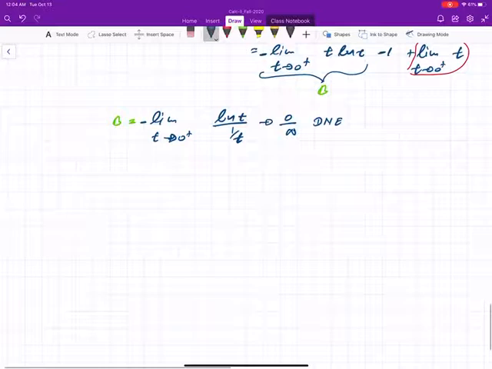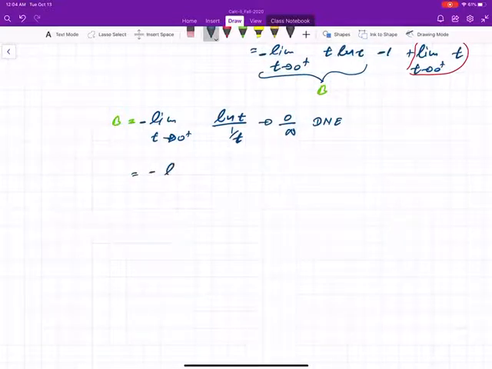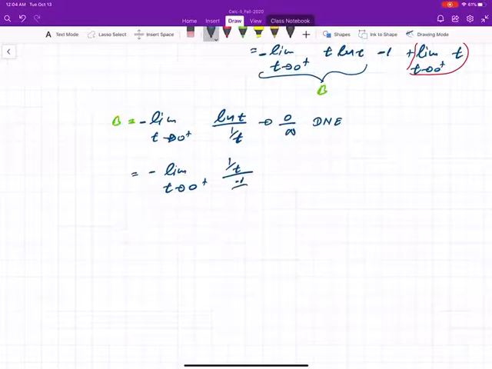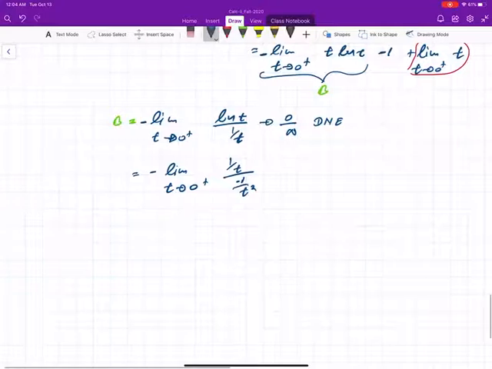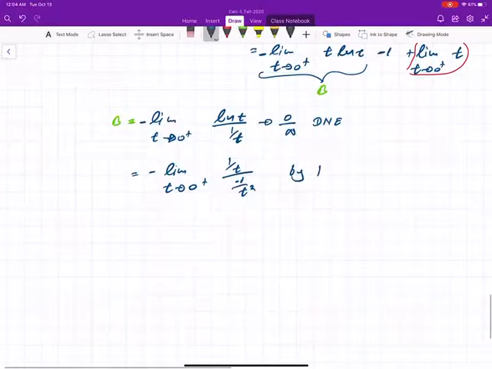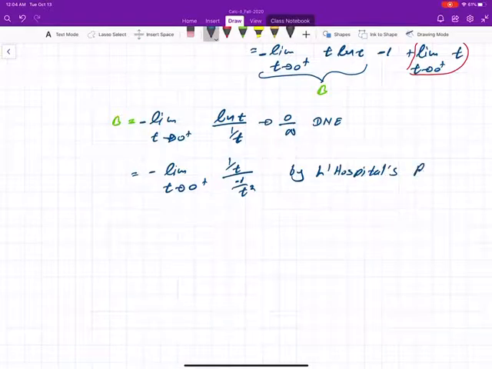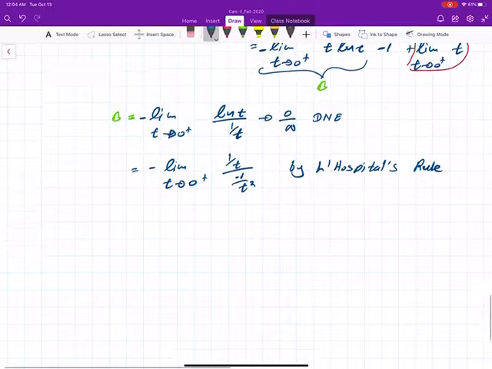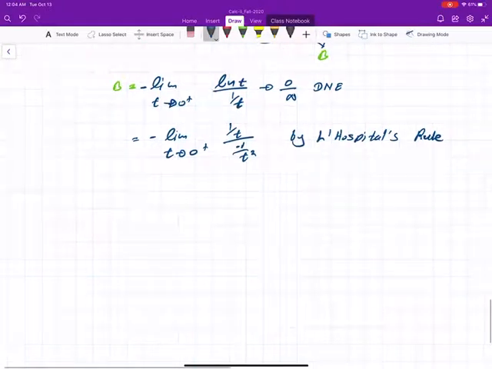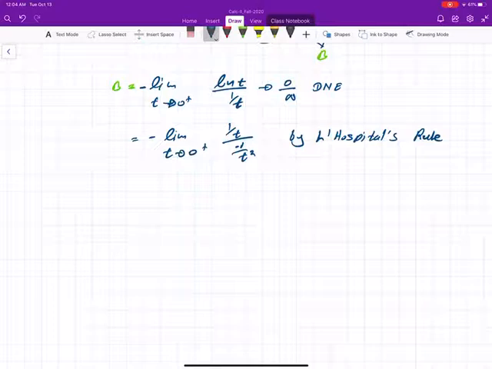By L'Hopital's rule, you could say the limit as t goes to 0 from the positive direction, you get the derivative of the numerator, which is 1 over t, and the derivative of the denominator, which is minus 1 over t squared. So this is L'Hopital's rule. Let me write that. By L'Hopital's rule. Okay, now just get the limit.